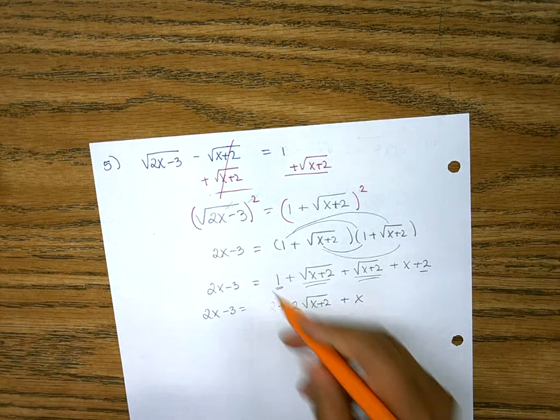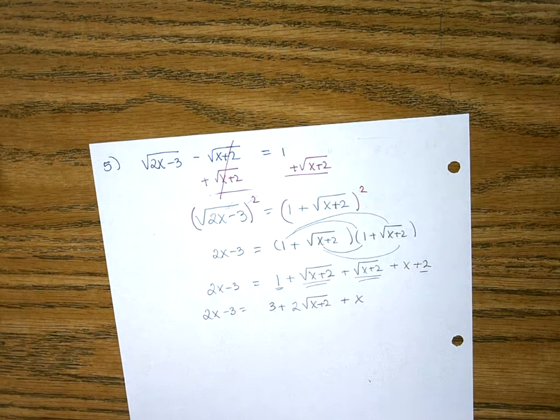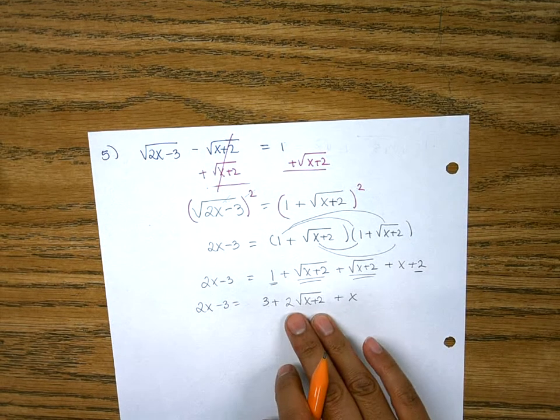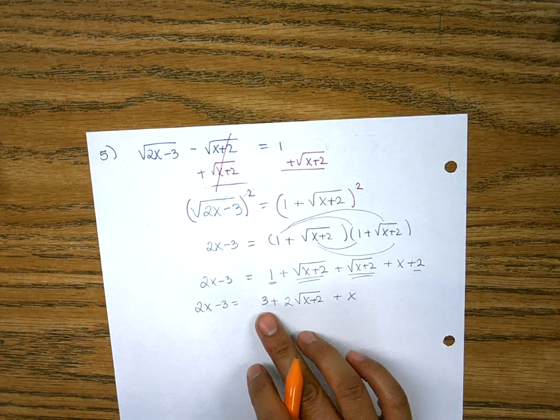Okay. Sorry guys, you're like, what is she doing? That should be a 3. 1 plus 2 is 3, just going too fast. I am going to continue.